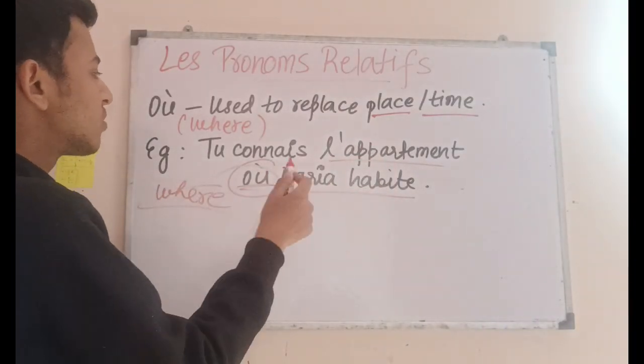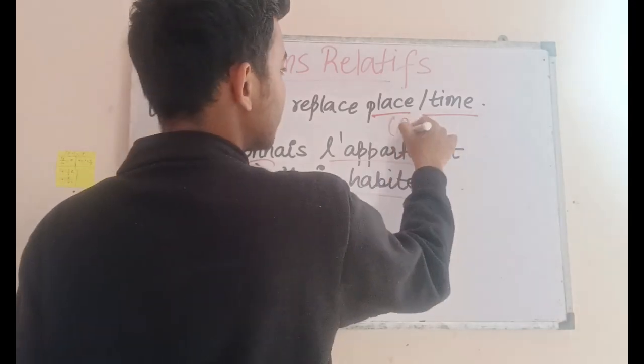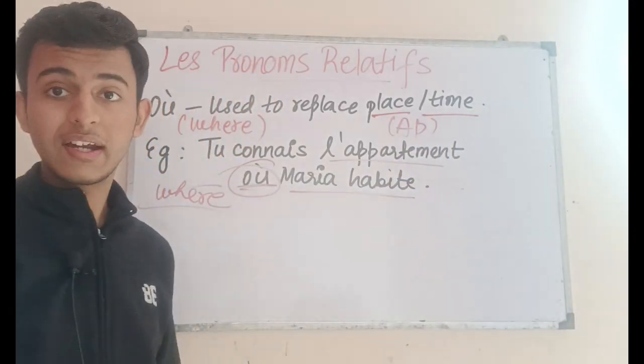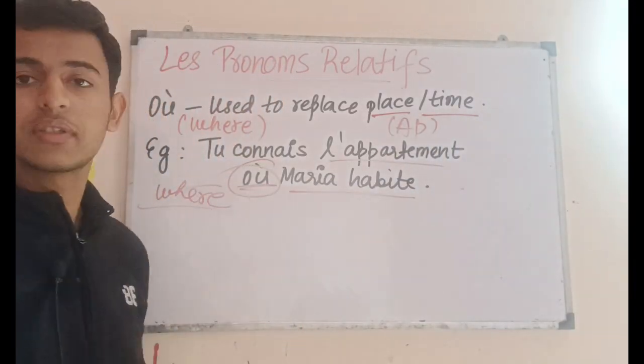It's very easy because it talks about a place. Appartement, which is apartment. Apartment is a place, where Maria lives. So we will of course use où.